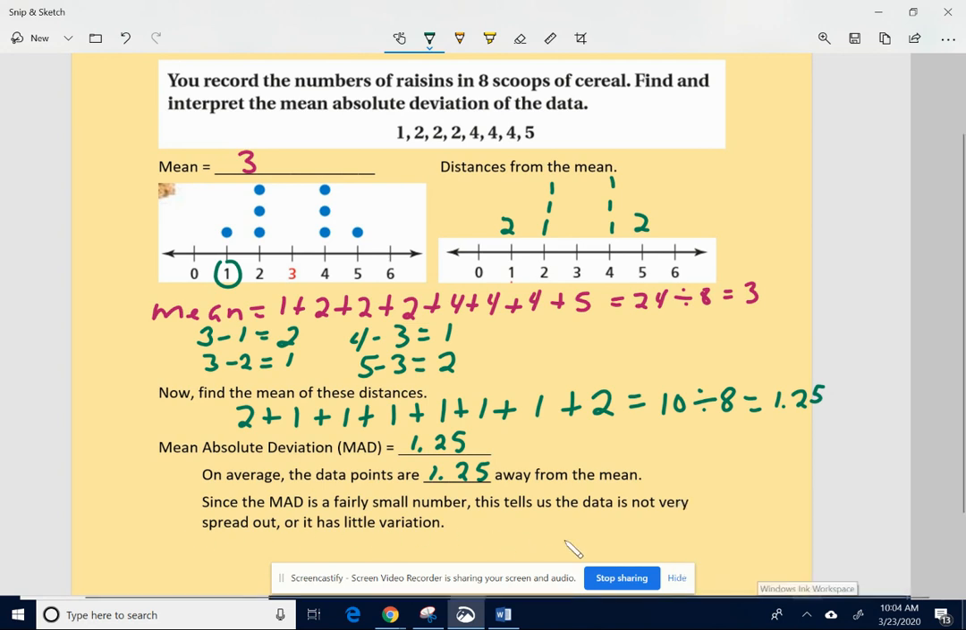You agree that that's a pretty small number? 1.25 away from something is pretty small. So that's telling us the data is not very spread out. It's really close to the same thing. So we could say that it has little variation. Do your best on the next problem, and please let me know if you have trouble with this. It's kind of tedious, but I think you'll get it.